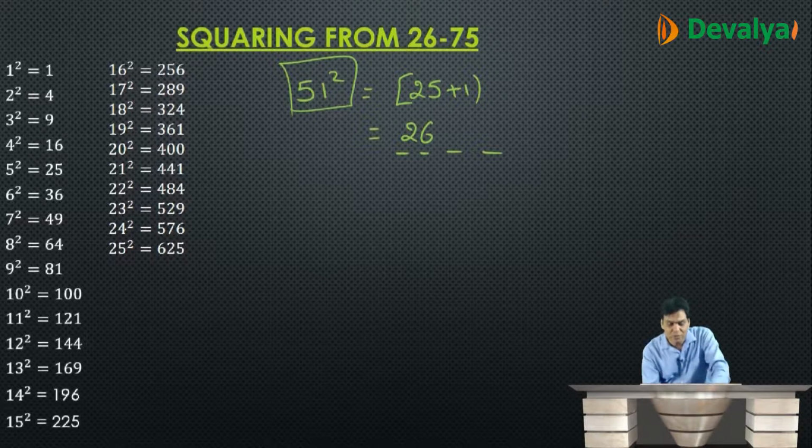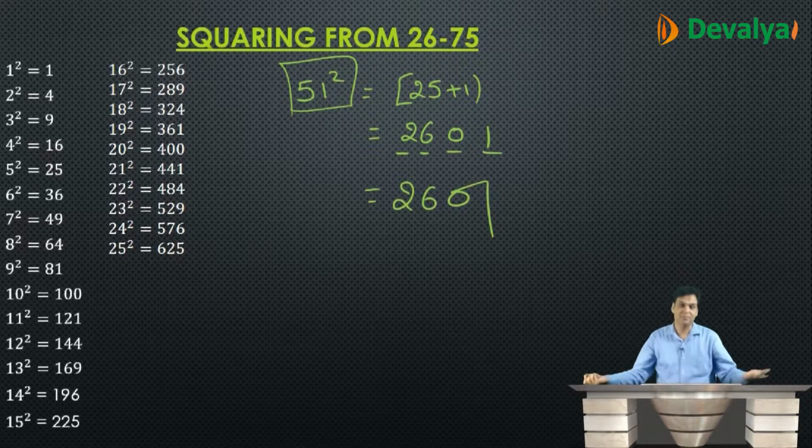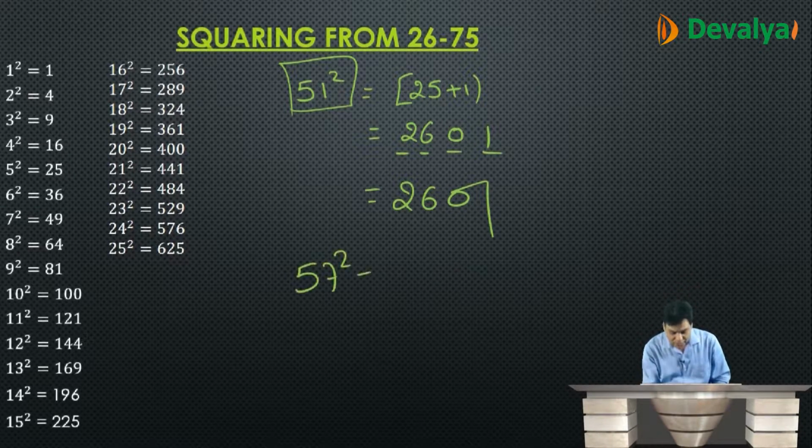So what are the last 2 digits? For that, I am supposed to calculate the square of the difference, that is 1 square, which is 1. Again, it's a 1-digit number, so I write it as 01 in order to put it in 2 digits. So my answer is 2601. It's simple.